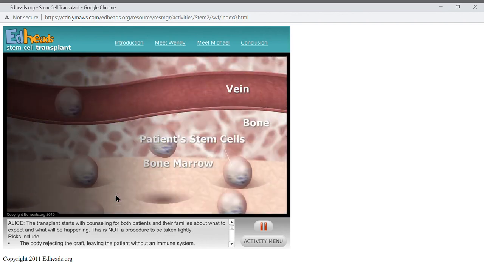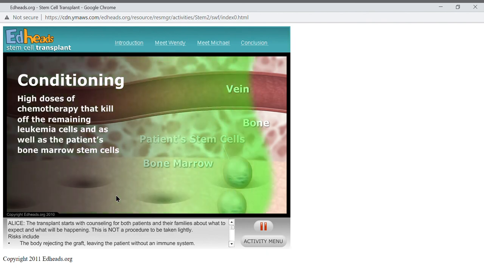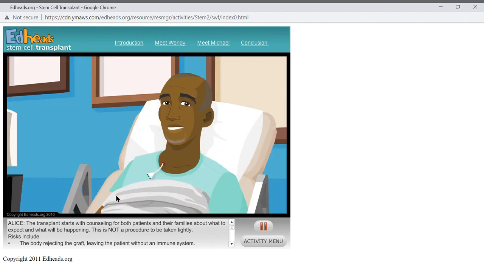The first step after counseling is called conditioning. Michael will receive high doses of chemotherapy to rid the body of the leukemic cells and the patient's immune system to make room in the bone marrow for the new stem cells we'll be adding. Michael must remain in this room with special airflow that prevents bacteria from entering for the duration of this procedure, because we're essentially shutting off his immune system. Any infection he contracts could be life-threatening at this point.